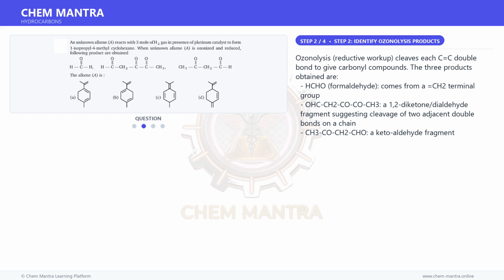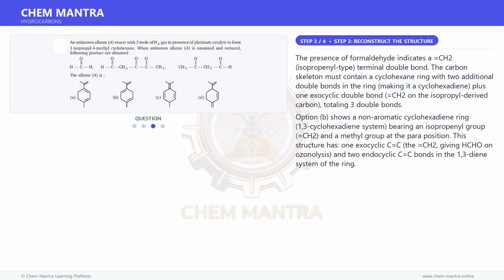Moving on to the next step. Ozonolysis with reductive workup cleaves each C=C double bond to give carbonyl compounds. The 3 products obtained are HCHO, formaldehyde, which comes from a =CH2 terminal group; OHC-CH2-CH3, a 1,2-diketone aldehyde fragment suggesting cleavage of 2 adjacent double bonds on a chain; and CH3-CH2-CHO, a ketoaldehyde fragment.